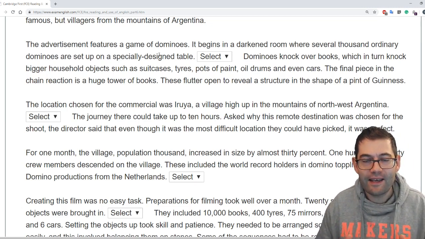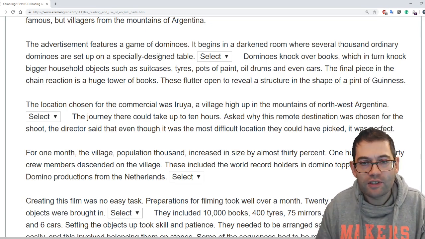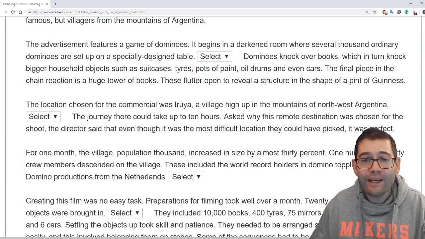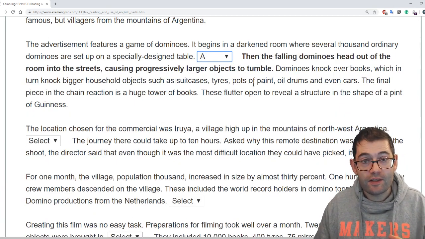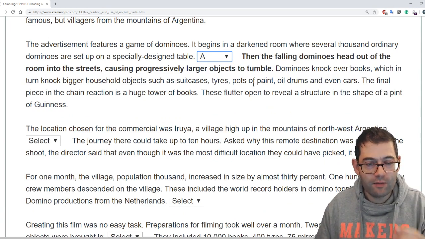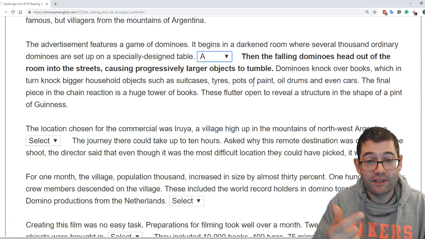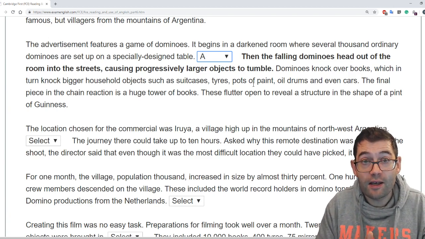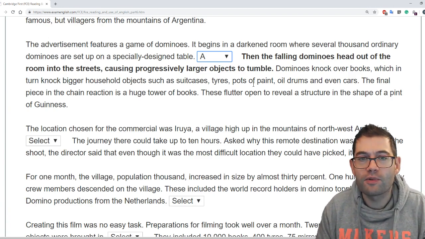So what we need here is something that fits into the context of dominoes building and what's going to happen. And we get that with our answer A. It tells you what happens to the dominoes. The dominoes are on the table, then the dominoes fall out into the streets, causing the larger objects to tumble, and then after the gap it tells you what those objects are.